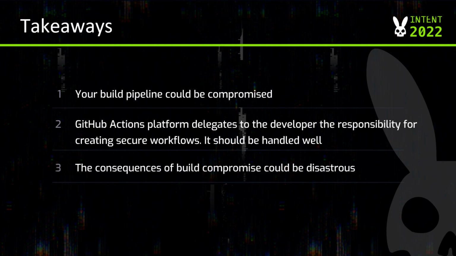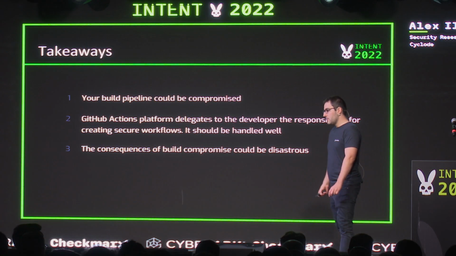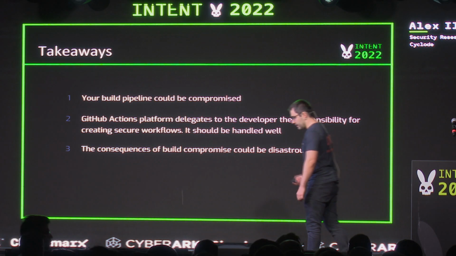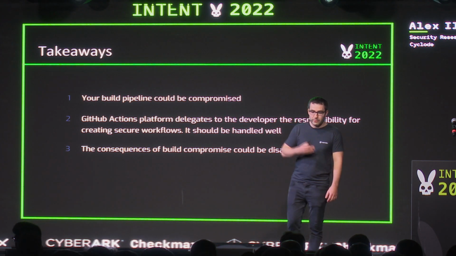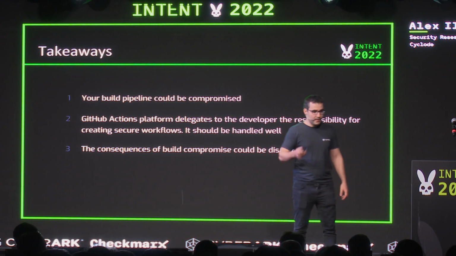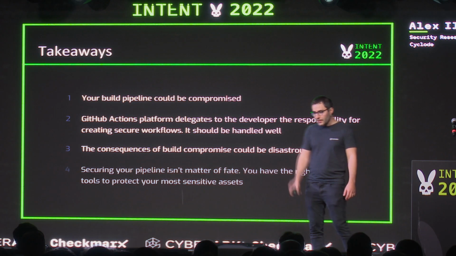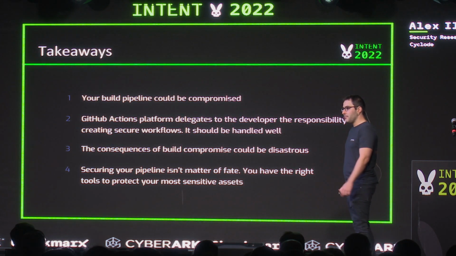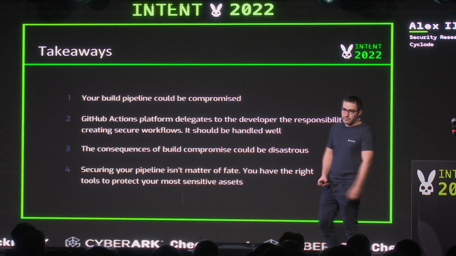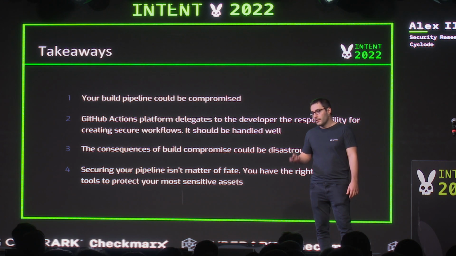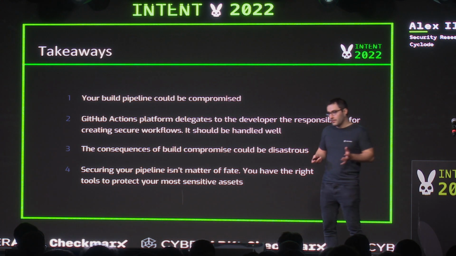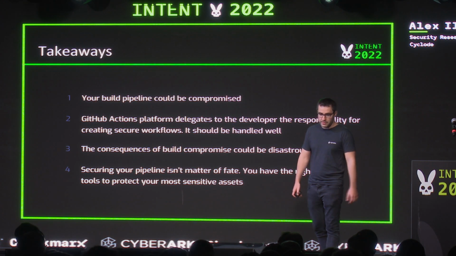Third, as we showed, the consequences of such a build compromise can be quite disastrous. It could be exfiltrating your sensitive tokens. It could be allowing attackers to create backdoors in your repository, which will be deployed to end users, and more. And finally, securing your pipeline is a matter of faith. GitHub provides you a handful of solutions and mitigations to protect your pipeline accordingly, so you should use them.